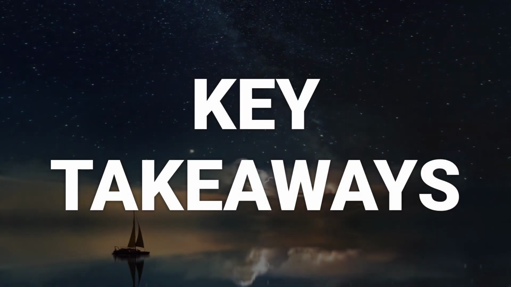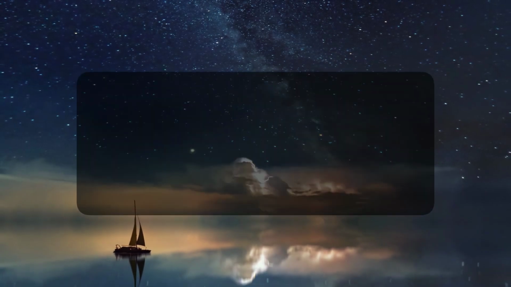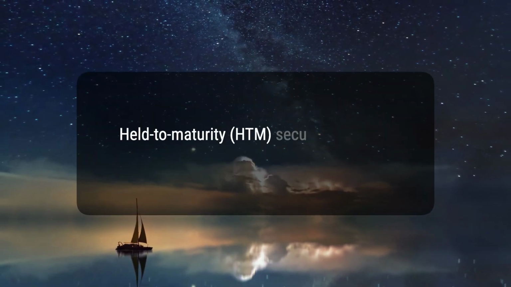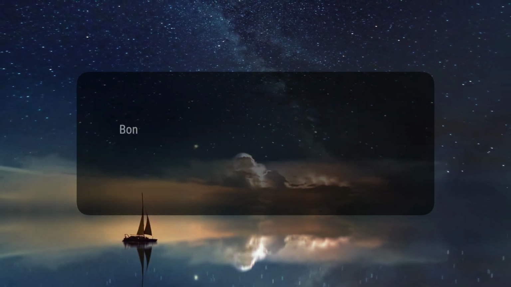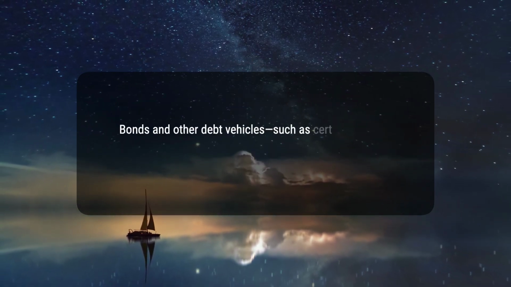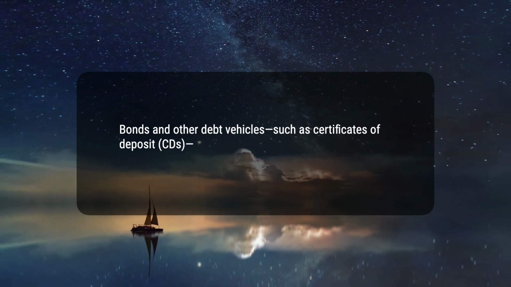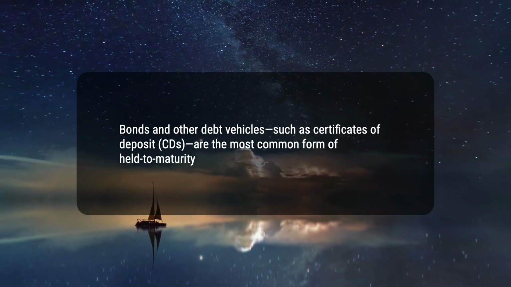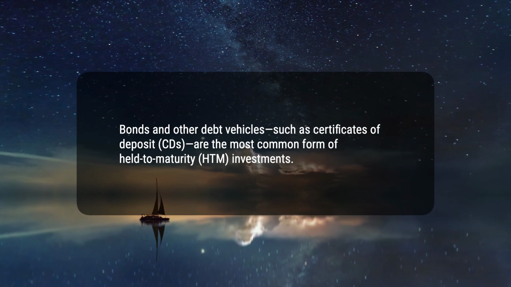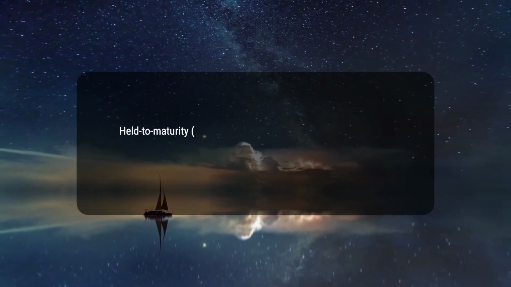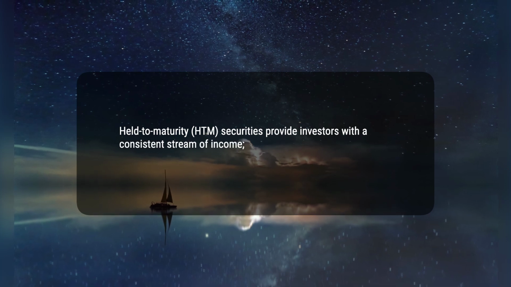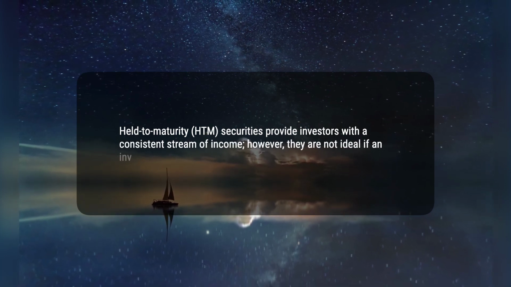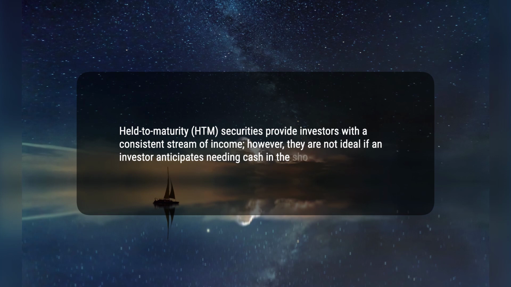Here are 3 key takeaways. 1. Held-to-maturity, HTM, securities are purchased to be owned until maturity. 2. Bonds and other debt vehicles, such as certificates of deposit, CDs, are the most common form of held-to-maturity, HTM, investments. 3. Held-to-maturity, HTM, securities provide investors with a consistent stream of income. However, they are not ideal if an investor anticipates needing cash in the short term.